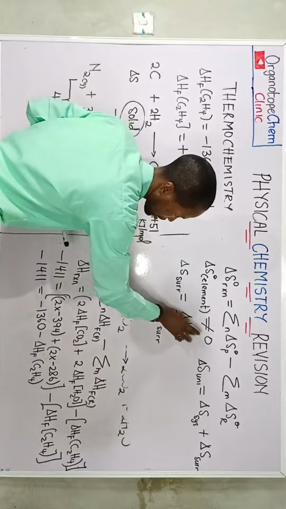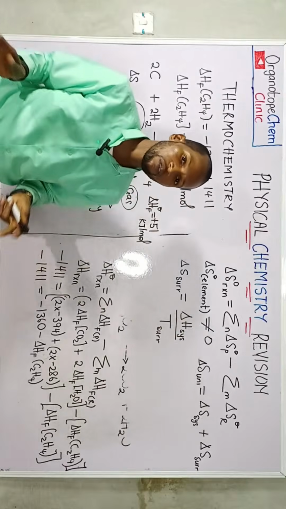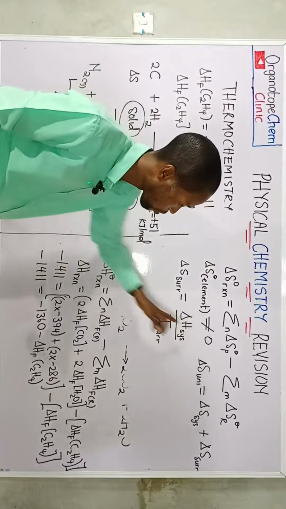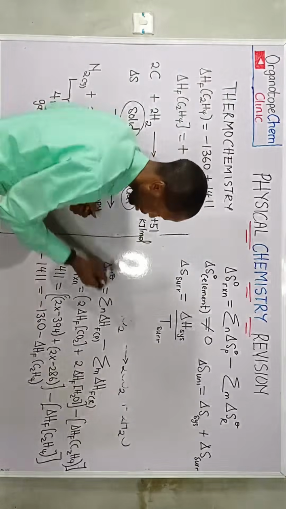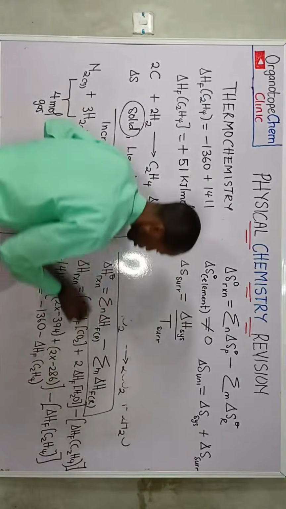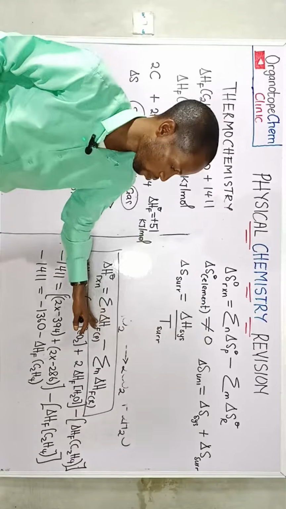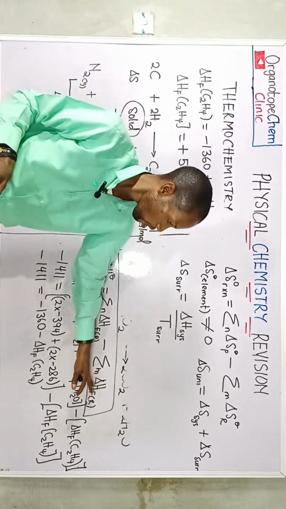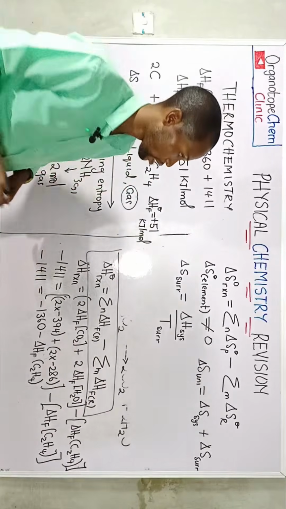How will I get the enthalpy of the system? Enthalpy of system is also the same thing as enthalpy of reaction. So how will I get enthalpy of the system? We have the expression right here. Okay? So you're going to make use of this expression: summation of delta H formation of the product minus summation of delta H formation of the reactants. So you're going to use that formula.